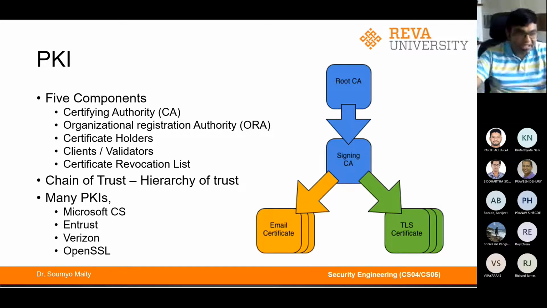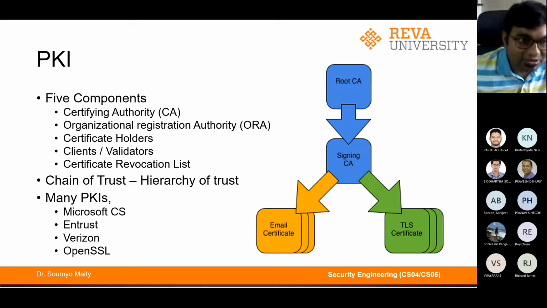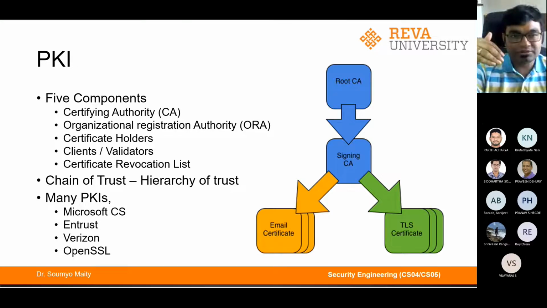And now it comes to PKI. Now we know what a certificate is and how the certificate works. It is for storing or sharing the public key for any entity. Now PKI has five components. One is the certifying authority, obviously. Then the organization registration authority. I can create my own certificate, that is fine, but that doesn't mean my entity is an authorized registered entity. So certifying authority and registration authority are different.